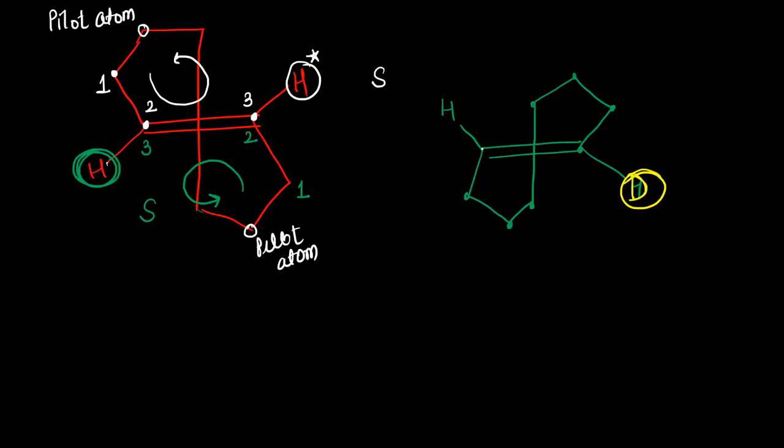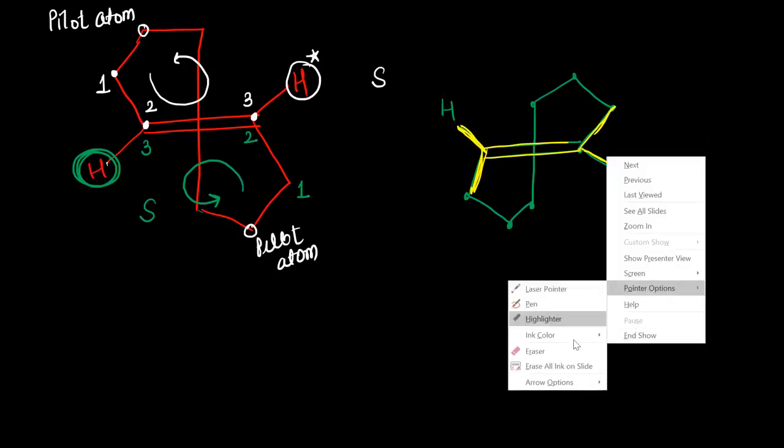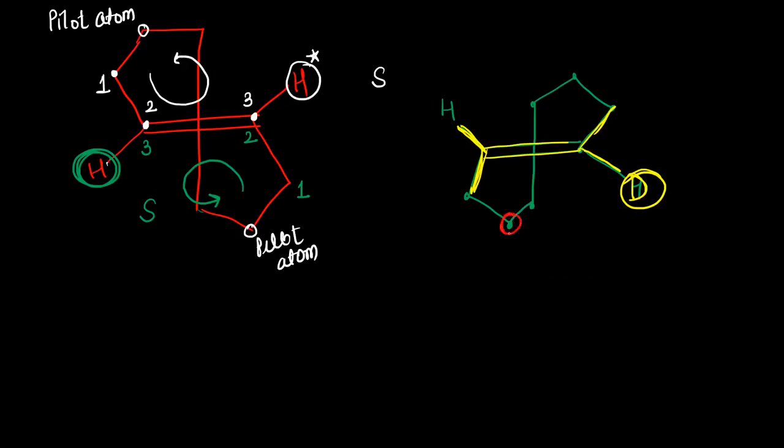We know that the groups which are attached to the double bond, this is the double bond, they are in the plane. This is in the plane, this group is in the plane, this is also in the plane. So the groups which are out of plane, the first group which is out of plane is this one, pilot atom, and this is also pilot atom. So whenever you have to find out R and S configuration, just see which is the pilot atom, find out the shortest route. We have to reach here.